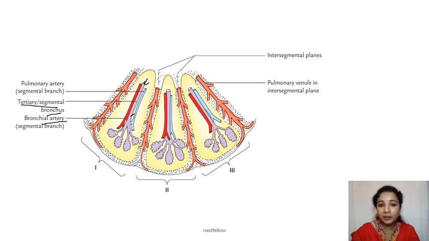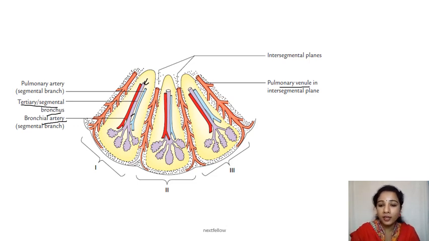And in the intersegmental planes are the pulmonary veins, which run between the segments. And if we see the shape of every bronchopulmonary segment, it is wedge shaped, pyramidal. The apex is directed towards the root of the lung. So they drain finally near the hilum. So that is how they are directed.